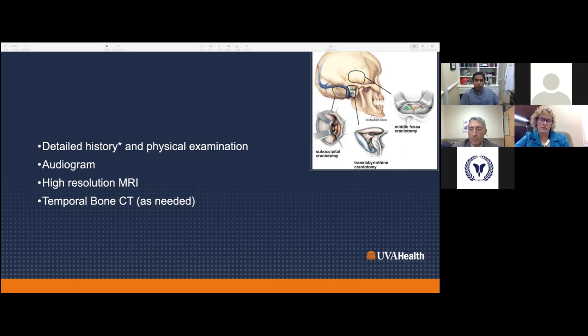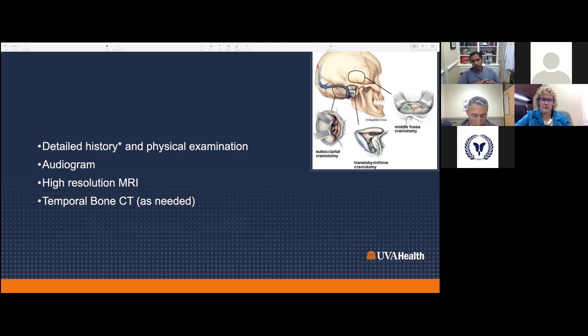As MRIs have become more and more high resolution, I think the need for temporal bone CTs per se has diminished, especially with regards to the retrosigmoid approach. Certainly we can visualize where the jugular bulb is and the regional anatomy quite well on a high resolution MRI. So I get the temporal bone CTs less and less for the retrosigmoid approaches, unless there's some unique anatomy that's there. But I think these are the minimum things that we should be looking at as we try to evaluate which approach to utilize in approaching not only the CP angle, but quite specifically acoustic neuromas.